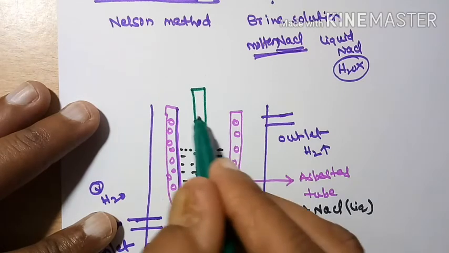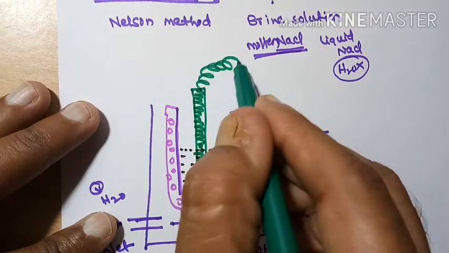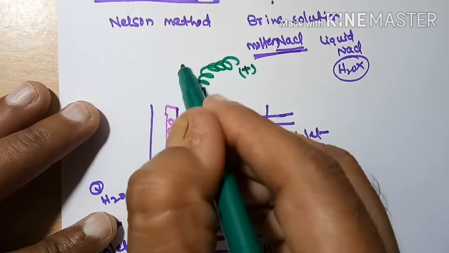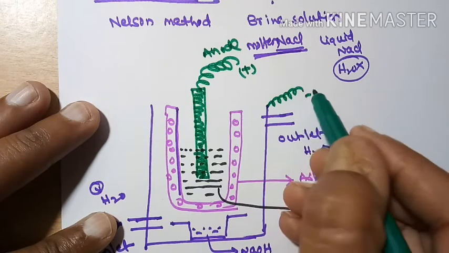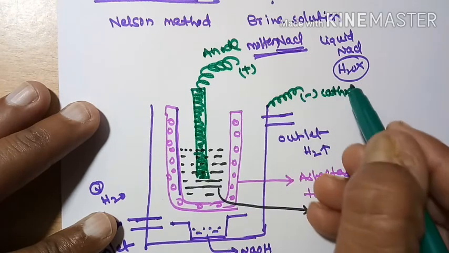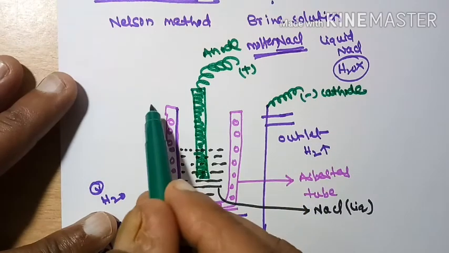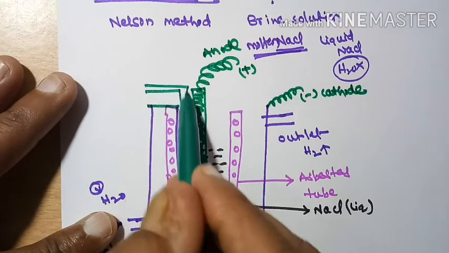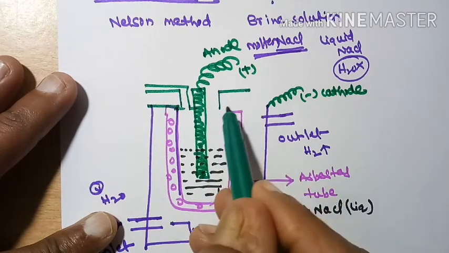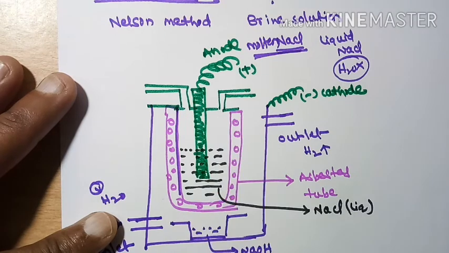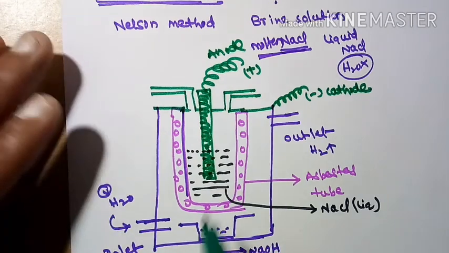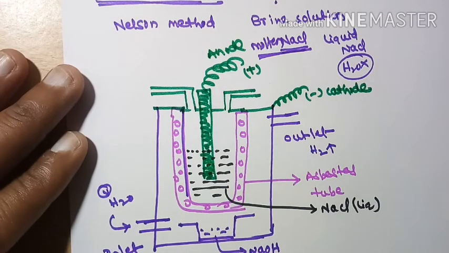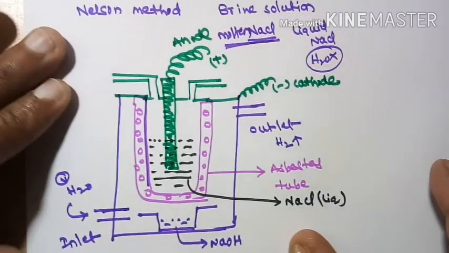This graphite rod or carbon rod works as the anode, and this iron vessel works as the cathode. Now this vessel is closed by arranging the side pipes. So this is the apparatus we used in the preparation of sodium hydroxide by the Nelson method.